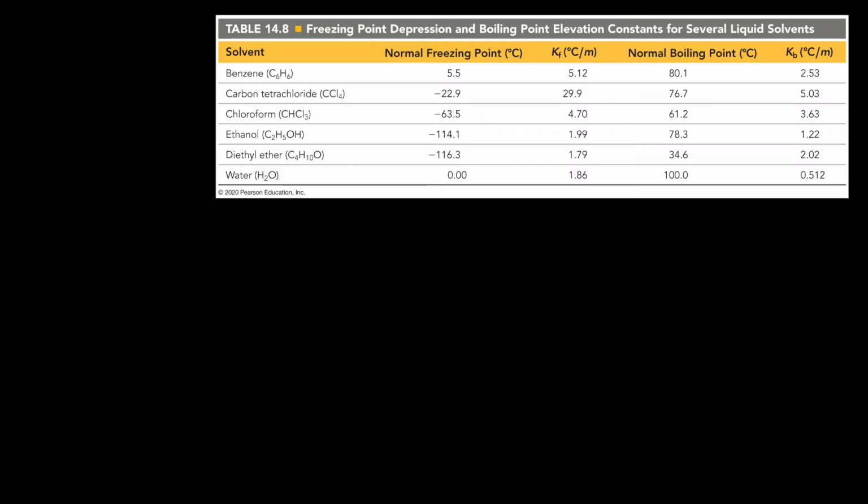So this is a table right out of our textbook, and it lists 6 common solvents, their regular freezing points and boiling points, and the freezing point depression constants and the boiling point elevation constants. So remember, the freezing points go down, the boiling points go up.